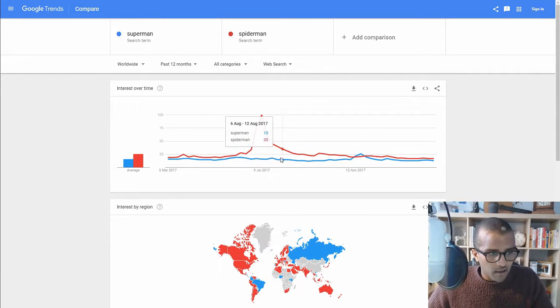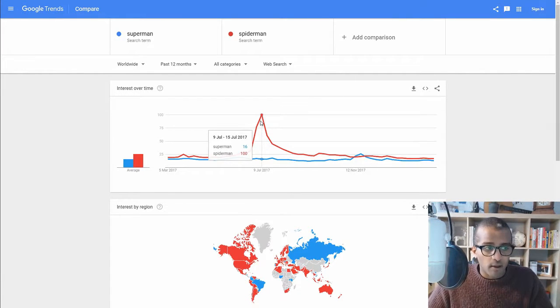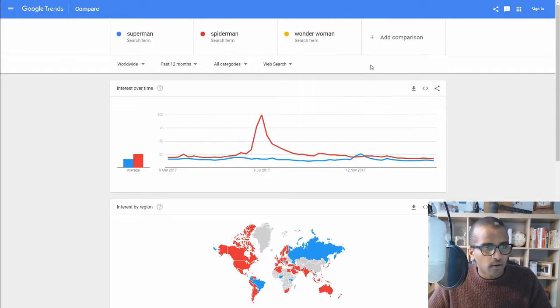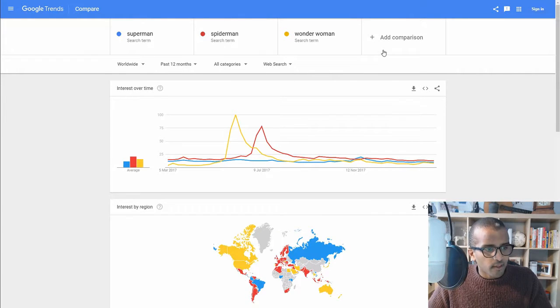And as you can see, there's been a peak, at this time it's most likely a movie release, but Spider-Man has been just above Superman in terms of popularity. But let's go another level again. Let's just say Wonder Woman in there as well. And Wonder Woman has peaked even higher in the past, but it's not as trendy in search behavior as, for example, Spider-Man.